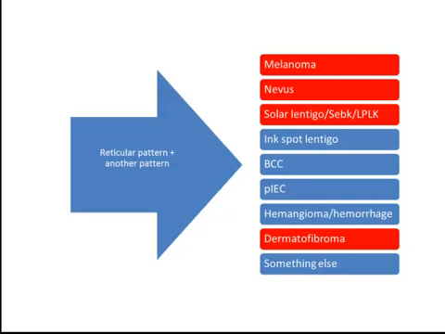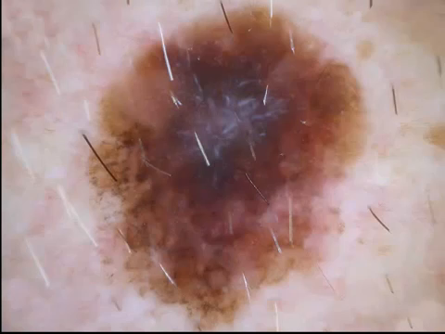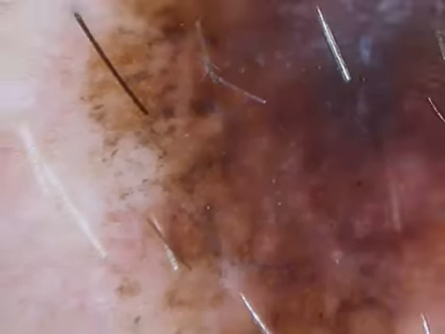Now what about reticular lines plus another pattern, but combined in an asymmetric fashion, which means chaos? Well, this eliminates nevus and dermatofibroma, so we are left with melanoma and solar lentigo SEPK. Now let's look at the lesion again. Is there any specific clue to seborrheic keratosis? No, there isn't. Is there any specific clue to melanoma? Yes, there are white lines here and there are gray structures here. So, based on pattern analysis, this is a melanoma, which is correct.